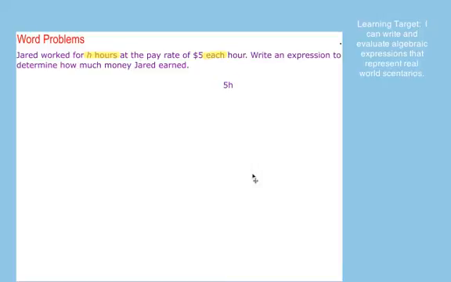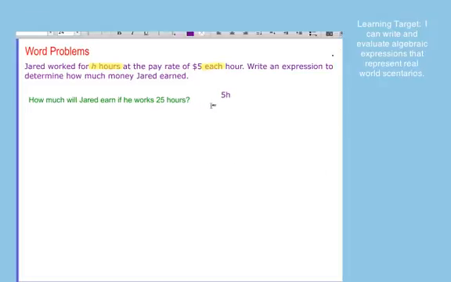Now that's an algebraic expression, and until I know how many hours he works, I really can't go any further than this. But if I knew that he worked 25 hours, well then I'm going back to section 1.1 in the book. I'm just going to take 25 and plug it in for H. So this is 5 times 25. And 5 times 25 would be $125. Make sure you have the labels there.